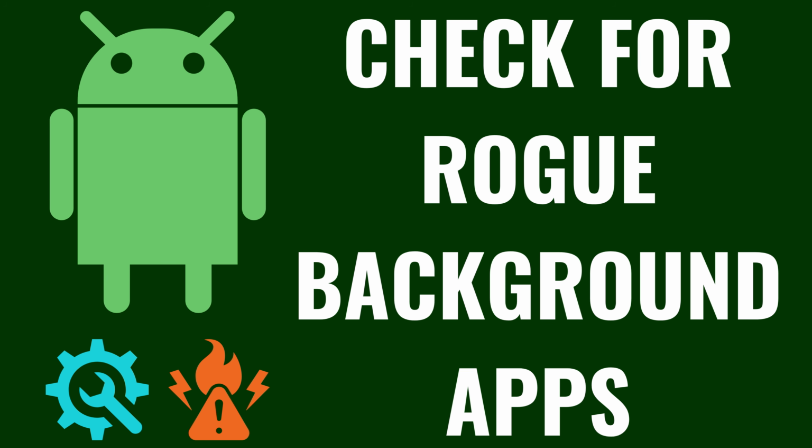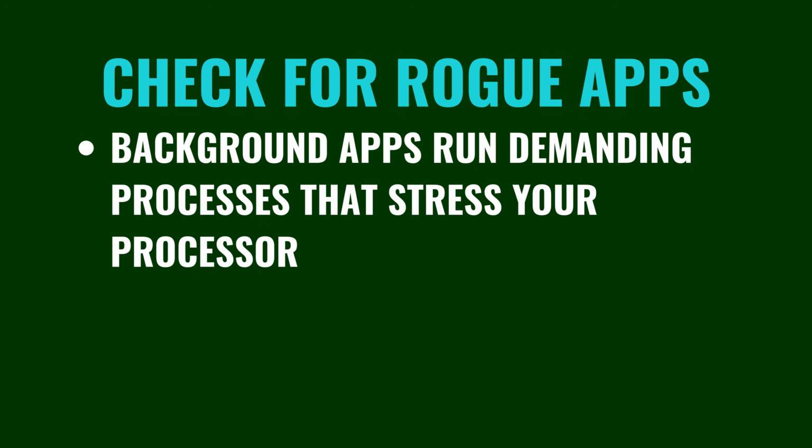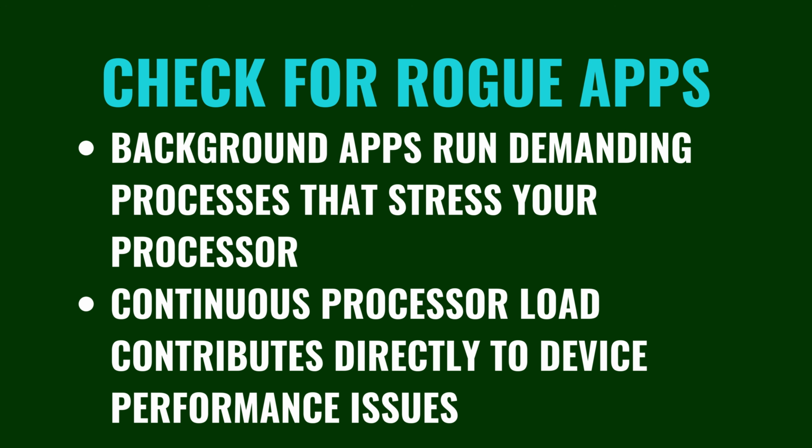First, check for rogue background apps. Some apps continue to run demanding processes in the background, which puts a continuous load on your phone's processor.